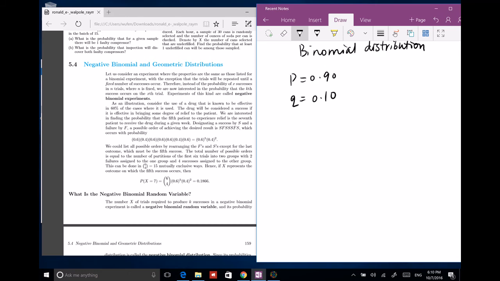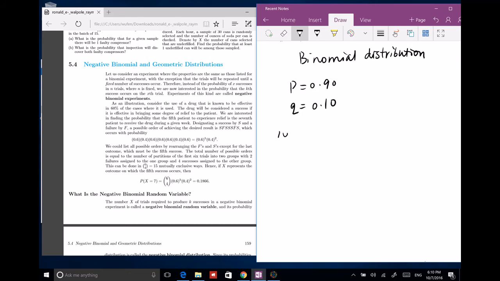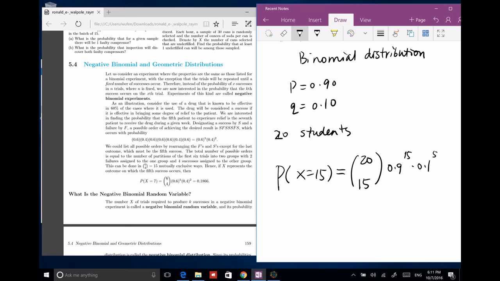Now, if I have 20 students in the class, what is the probability that 15 students will pass the class? So x equals 15. We don't know which 15, so we select 15 from 20, and then 0.9 to the power 15 and 0.1 to the power 5. This is the probability that 15 will pass and 5 will not pass. This is the binomial distribution.